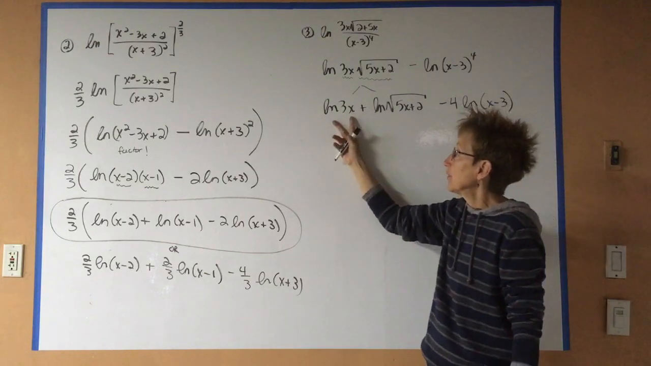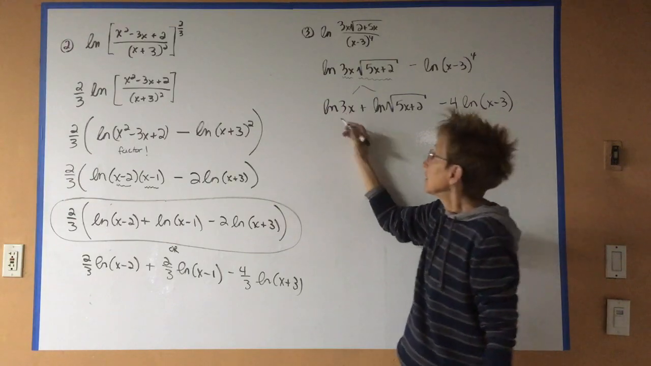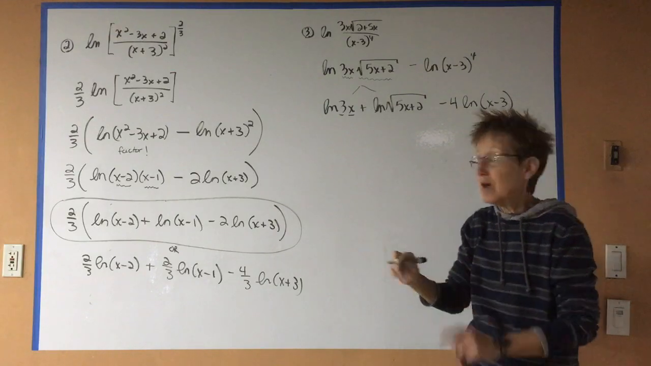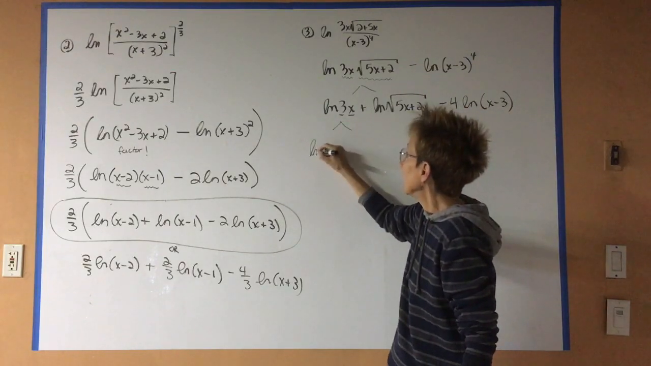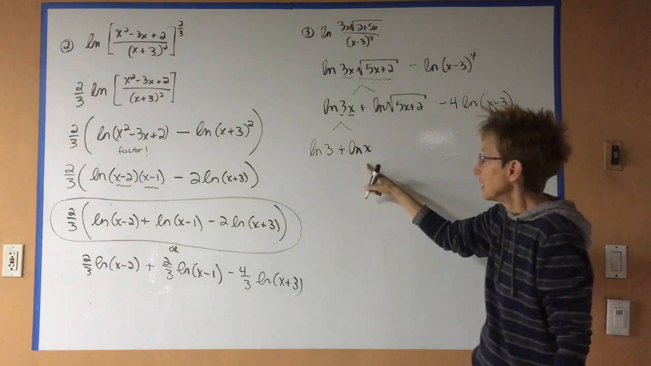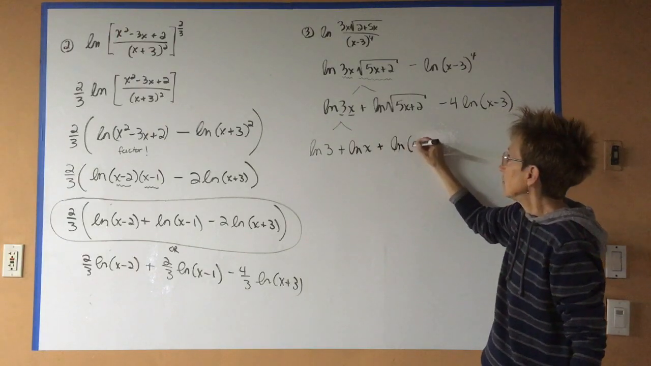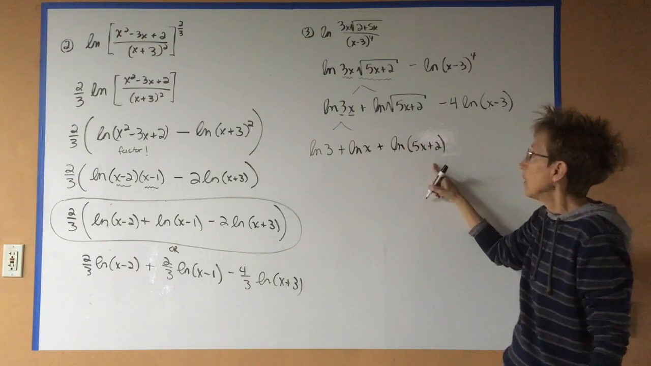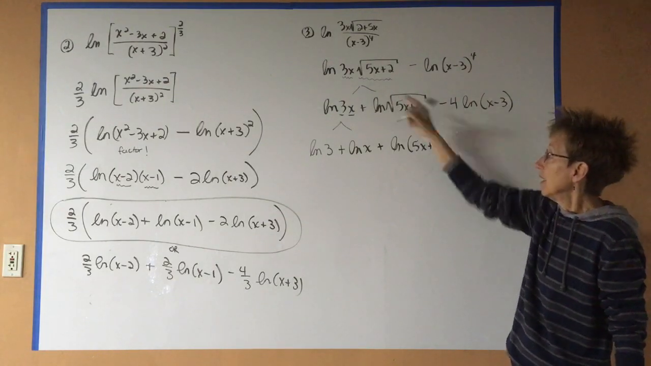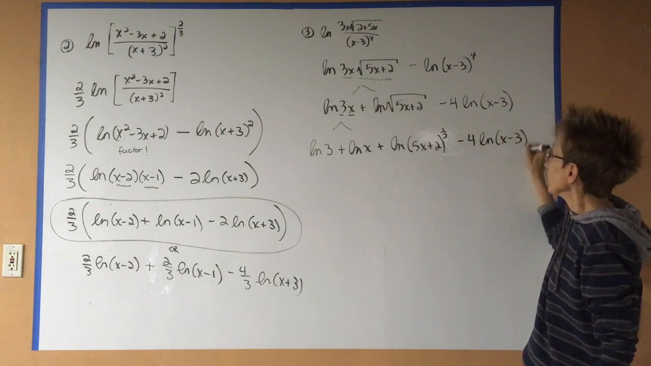And this one I know a lot of you will think it's done, but it's not. So this is the ln of a product. This 3 is multiplying with that x. So that means it can go one more shot into ln of the first factor, 3, plus ln of the second factor, which is x. So now this one's bugging me, plus ln of 5x plus 2. So instead of the radical, I'm going to write this as 5x plus 2 to the what power? 1/2, minus 4 ln of x minus 3.